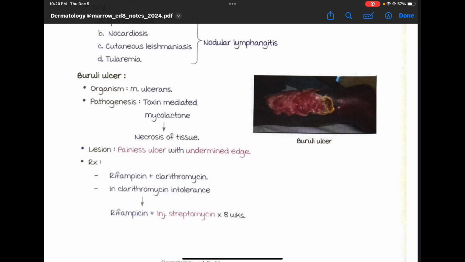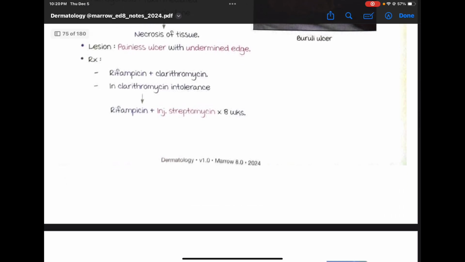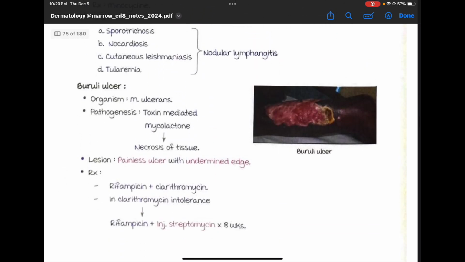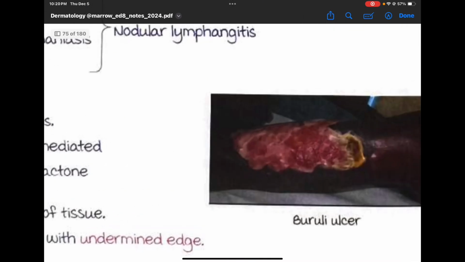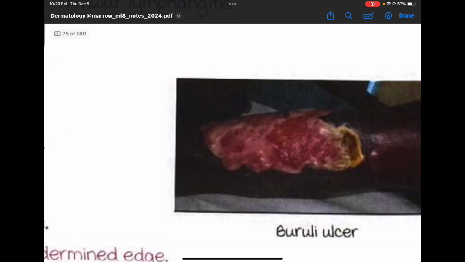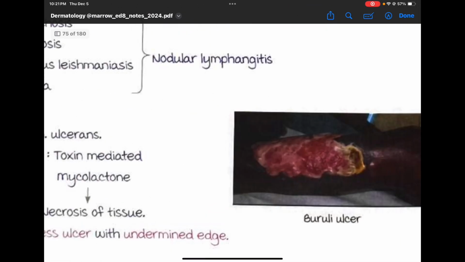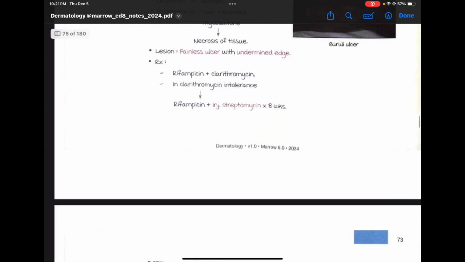Buruli ulcer. Treatment: rifampicin plus clarithromycin. In clarithromycin intolerance, rifampicin plus injection streptomycin for 2 months. Buruli ulcer is very easy to identify after looking at this image.